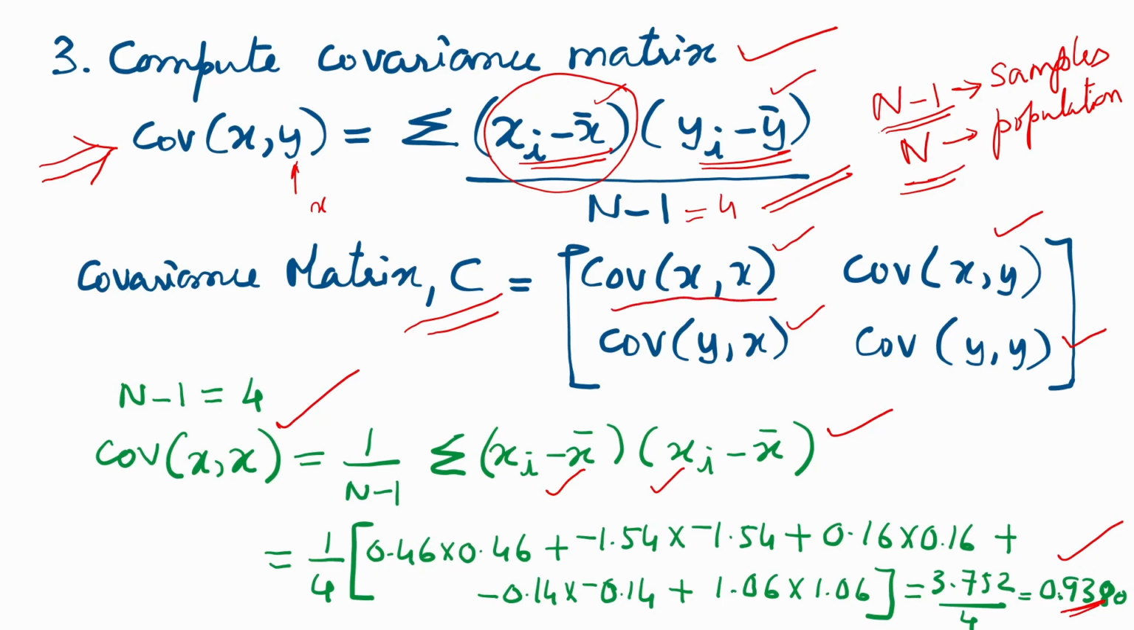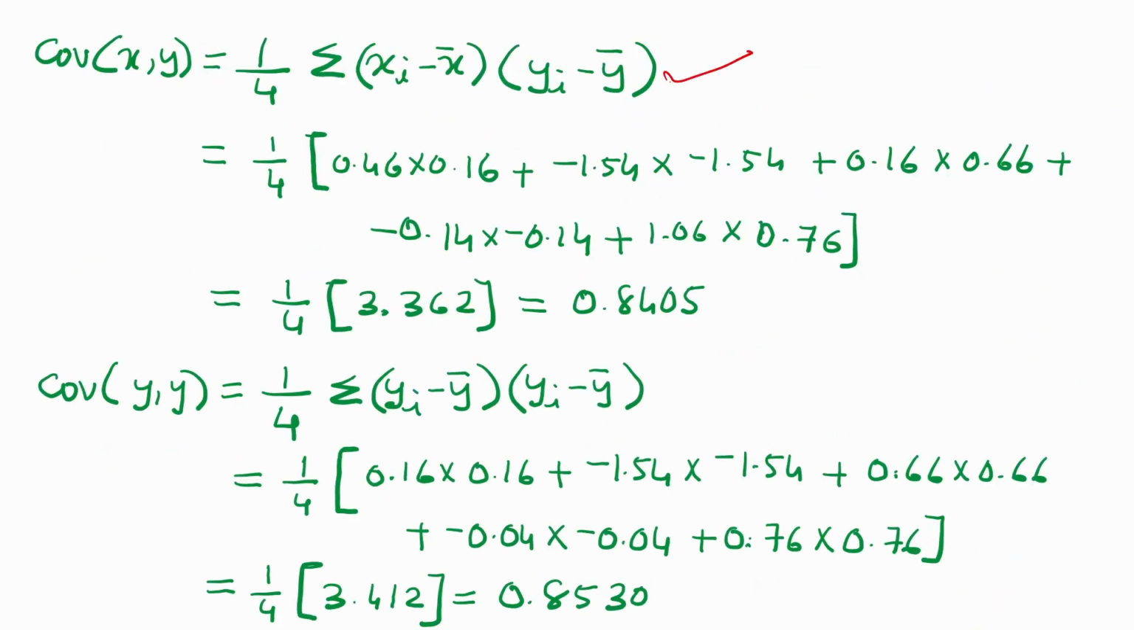What is the next covariance we need to find? You need to find covariance x comma y. How will you find covariance x comma y? Use the original formula, with x and y. So xi minus x bar, basically x1 minus x bar into y1 minus y bar plus x2 minus x bar into y2 minus y bar plus etc., up to x5 minus x bar into y5 minus y bar.